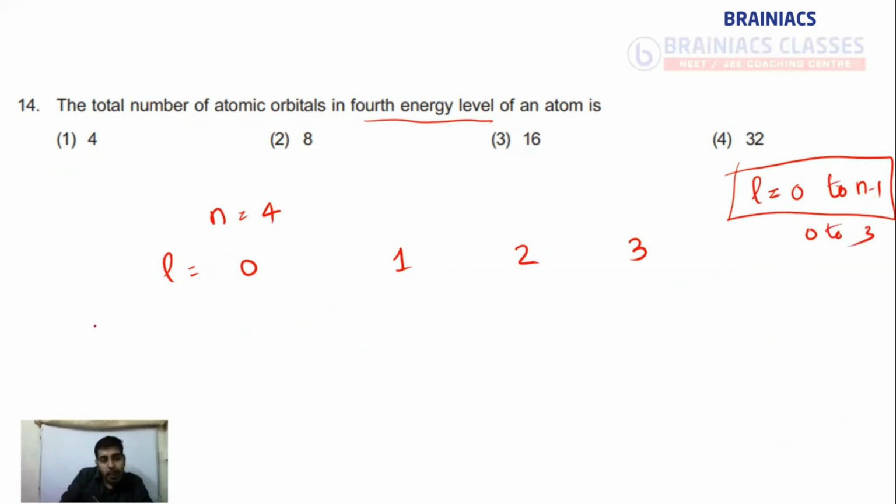Now, the ML value for L equal to 0 is 0. The ML value for L equal to 1 is minus 1, 0, plus 1, so 3 orbitals.